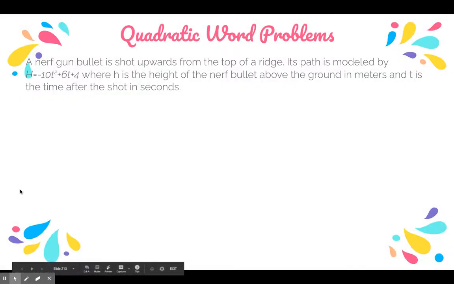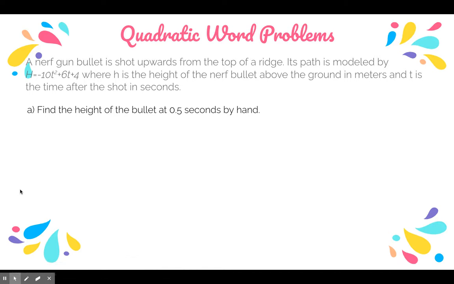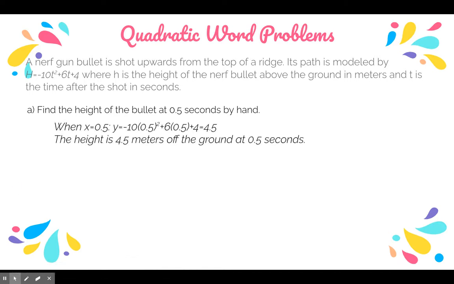The same question, now I'm going to find the height of the bullet at 0.5 seconds by hand. So I'm going to substitute 0.5 in place of x, or in this instance, x represents my t, my time, and I get 4.5. So the height is 4.5 meters off the ground at half a second.